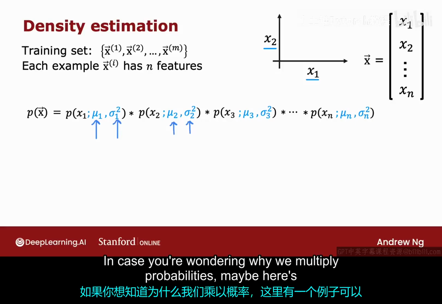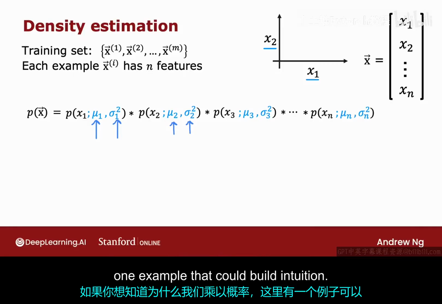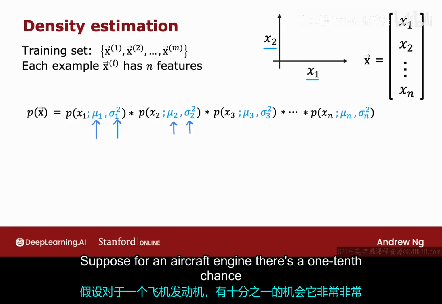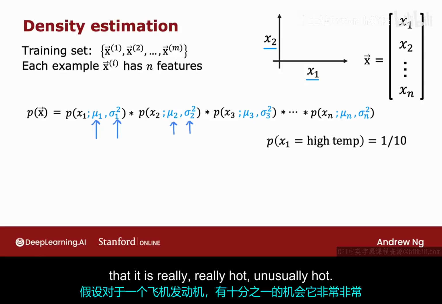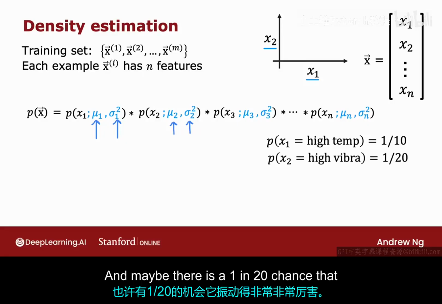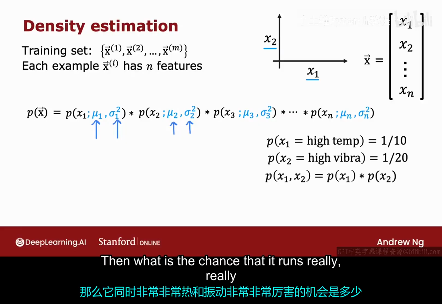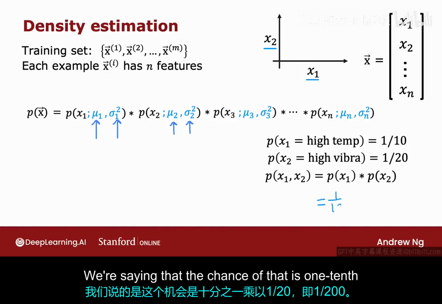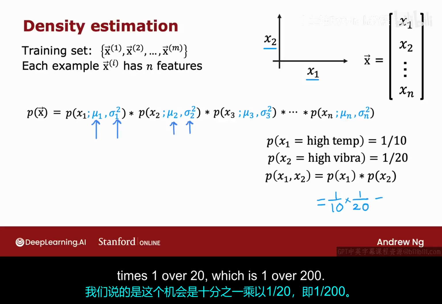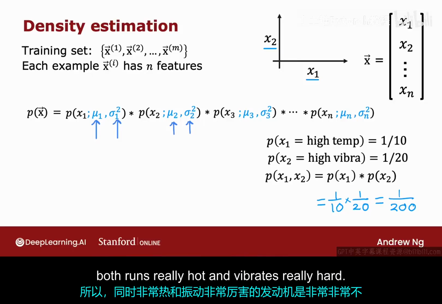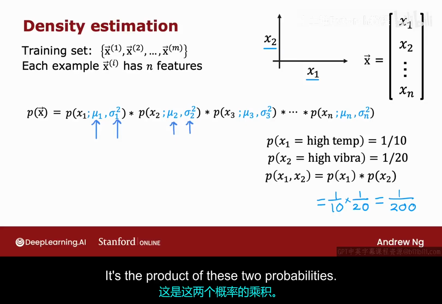In case you're wondering why we multiply probabilities, maybe here's one example that could build intuition. Suppose for an aircraft engine, there's a 1/10th chance that it is really, really hot, unusually hot. And maybe there is a 1 in 20 chance that it vibrates really, really hard. Then what is the chance that it runs really, really hot and vibrates really, really hard? We're saying that the chance of that is 1/10 times 1 over 20, which is 1 over 200. So it's really, really unlikely to get an engine that both runs really hot and vibrates really hard. It's the product of these two probabilities.